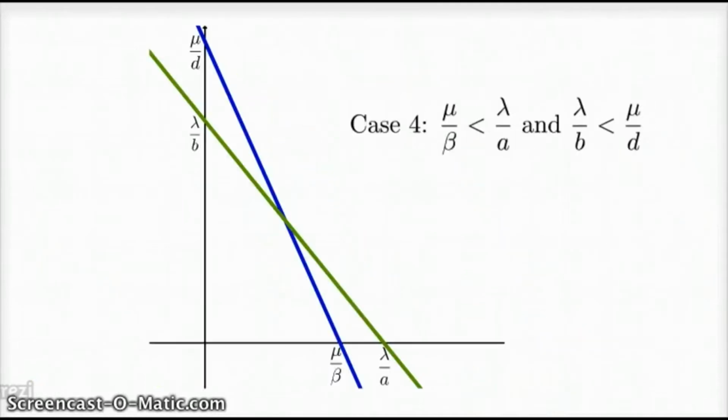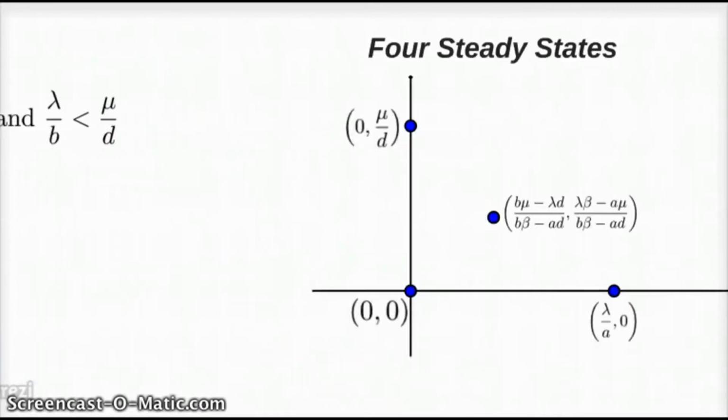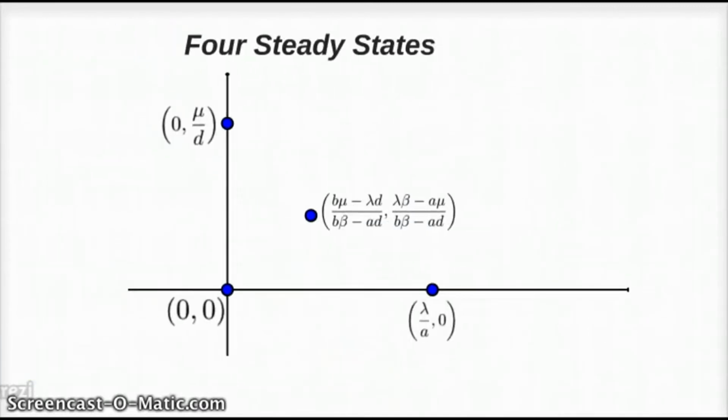There is a fourth case when mu over beta is smaller than lambda over a, and when lambda over b is less than mu over d. This also gives rise to another point in the first quadrant. So now that we have identified possible scenarios, we're going to solve the system numerically, and we're going to illustrate some of these cases.